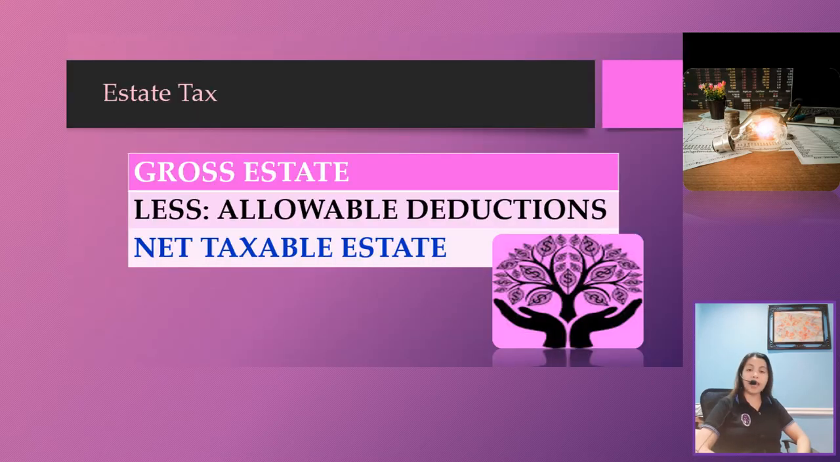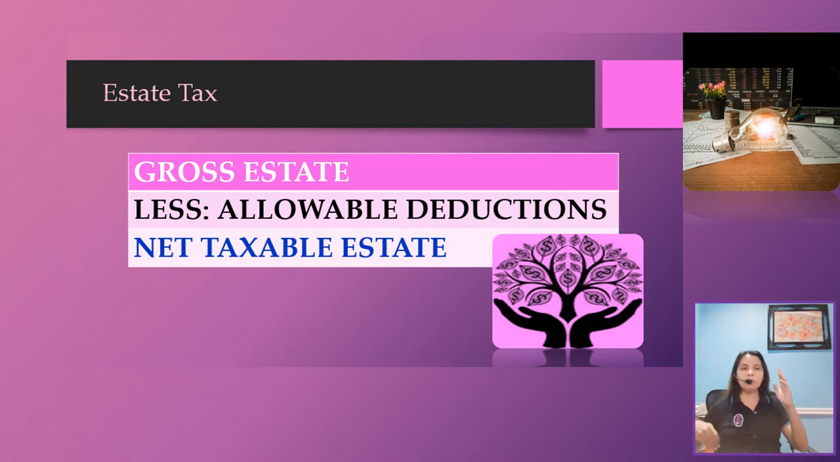Decomposition of gross estate. We said that our formula for the tax base in computing transfer taxes is based on the net, whether it be estate tax or donor's tax. Now we have the net taxable estate or the net taxable gifts, as the case may be. When we say the net, we have the gross figures less the allowable deductions. Gross estate in this case, less allowable deductions, equals the net taxable estate.